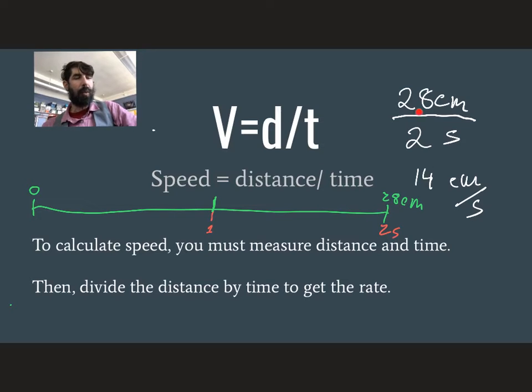Distance over time. 28 centimeters, that measures distance, divided by time, seconds. Centimeters per second. 14 centimeters per second. So to calculate speed, you need to measure the distance and the time. Then you can divide distance by time to get your rate.